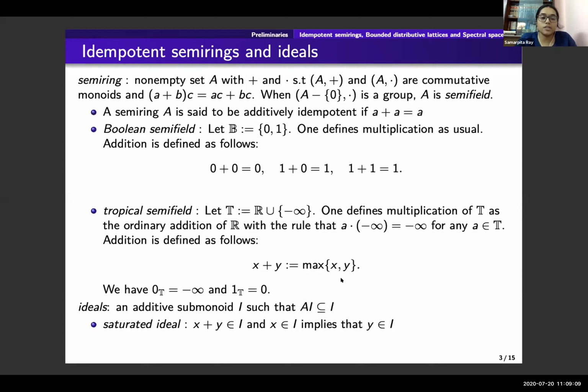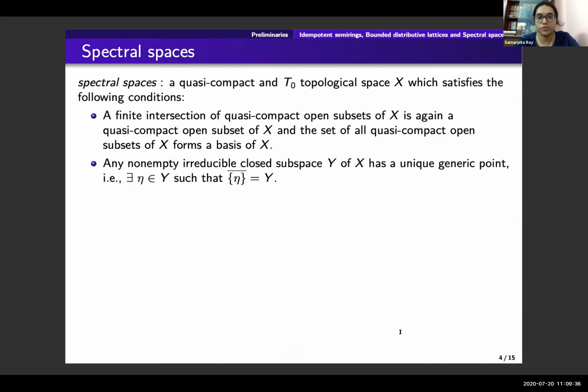By ideals we will mean additive submonoids. That just means it's closed under addition and you have AI contained in I. By a saturated ideal of an idempotent semiring, we mean that if you have two elements X and Y from the semiring such that the sum of those two belongs to I and X is in I, that also implies that Y is in I. One can define prime and maximal ideals in the obvious way. That being said, let's move to spectral spaces.